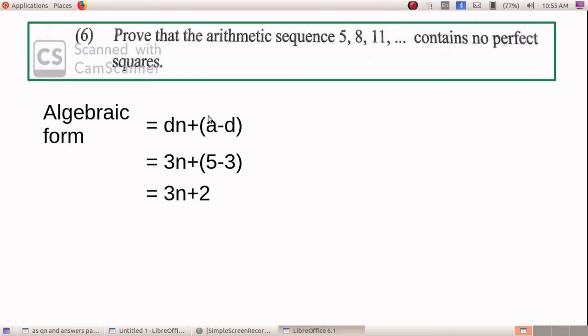When every natural number is divided by 3, we will get the remainder 0, 1 or 2.